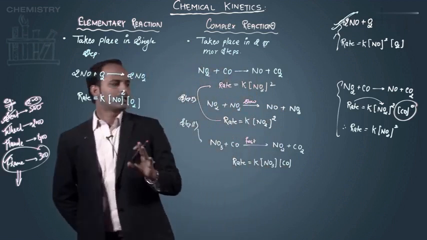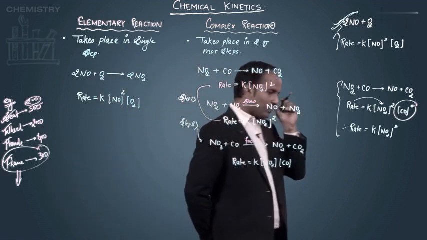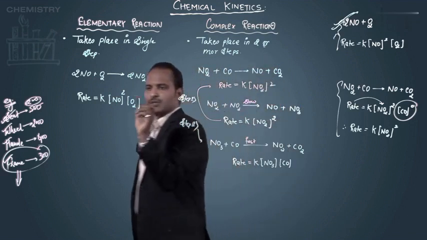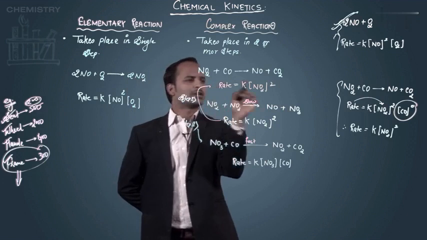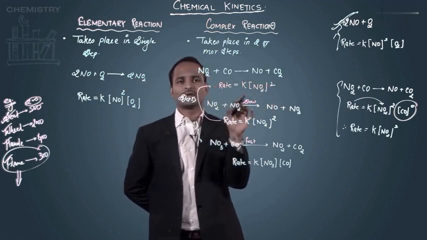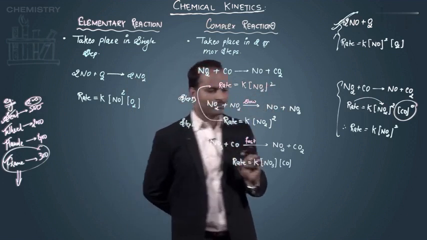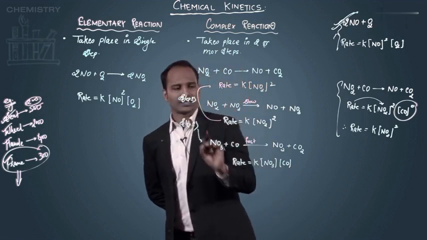Okay, so this is about the elementary reaction and complex reaction. In case of elementary reaction, I can say the power and coefficients are same, while in case of complex reaction, here the coefficients are 1, 1, but the power is something different, that is order and coefficients are not same in case of complex reaction.